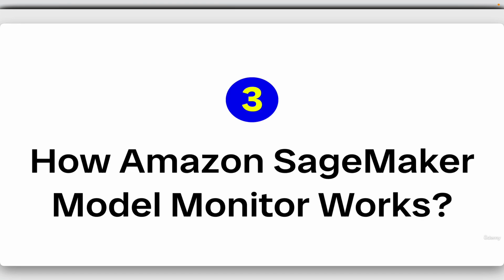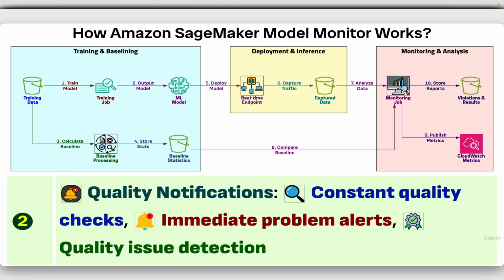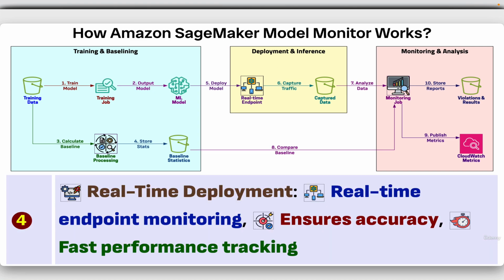How Amazon SageMaker Model Monitor works. Amazon SageMaker Model Monitor automatically keeps an eye on your machine learning models while they are being used in the real world. The system constantly checks for problems and notifies you immediately when any quality issues happen. It uses specific rules to find drift, which means the model is changing or getting worse, and sends you an alert the moment it detects it. This monitoring process works for models that are deployed to real time endpoints, ensuring they stay accurate while working fast.